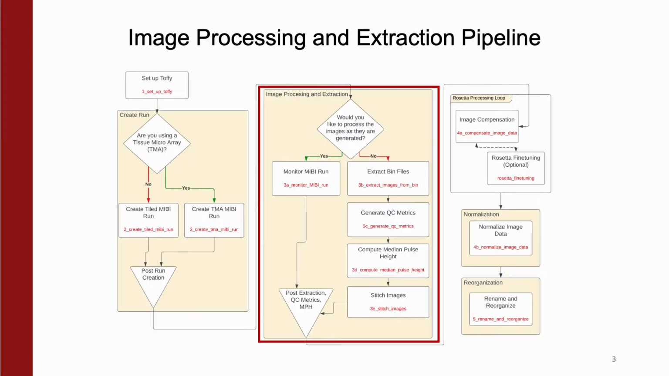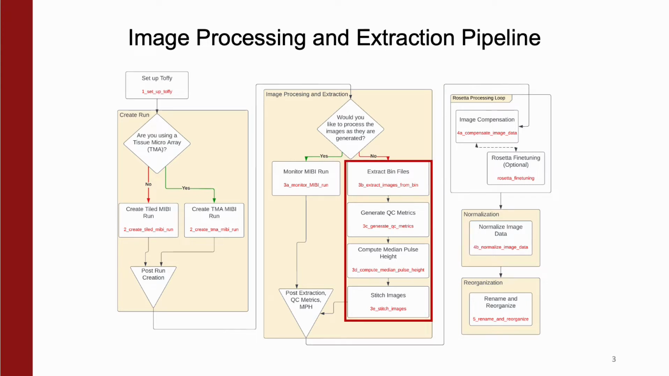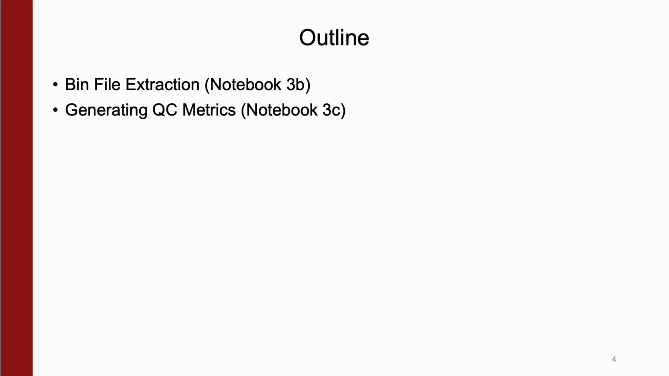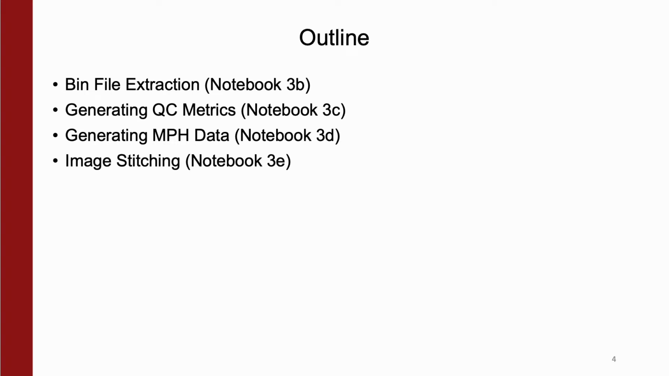Specifically in the image processing and extraction pipeline, we will be covering a manual extraction of bin files, generation of QC metrics, compute median pulse height, and stitching the image. This presentation will cover the four following notebooks. Notebook 3B, which is used to extract your bin files. Notebook 3C, which generates QC metrics. And then we generate MPH data with Notebook 3D. And then finally, we stitch images together with Notebook 3E.